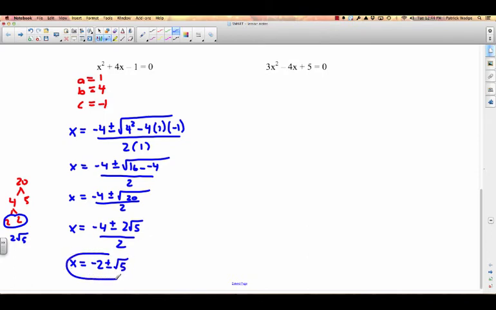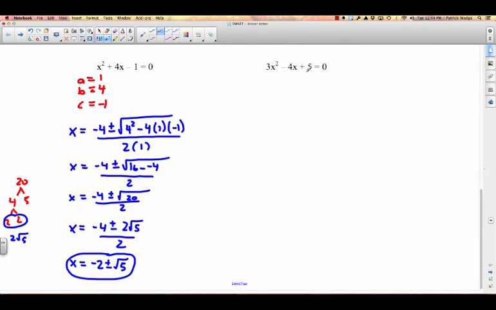x equals negative 2 plus or minus root 5. How many answers is this? How many solutions? Or how many roots is this? 2 roots here, negative 2 plus root 5 and negative 2 minus root 5. All right, let's do another one.